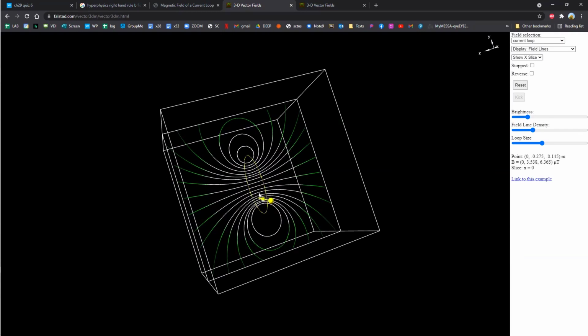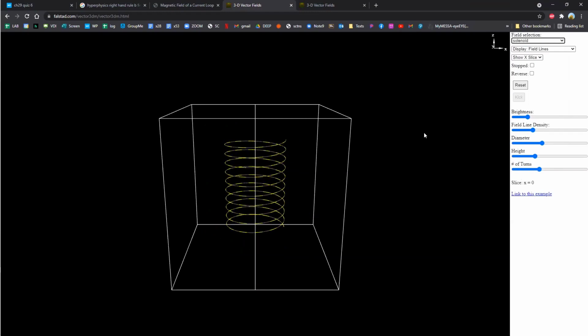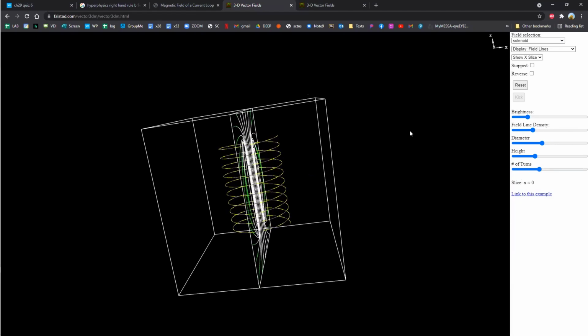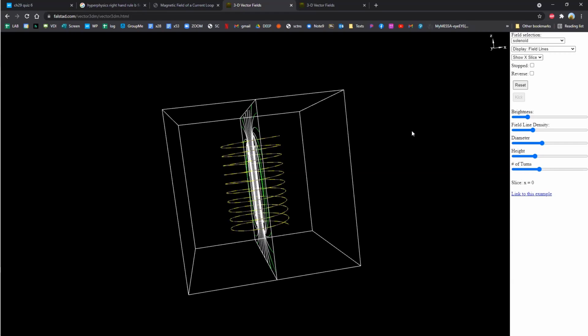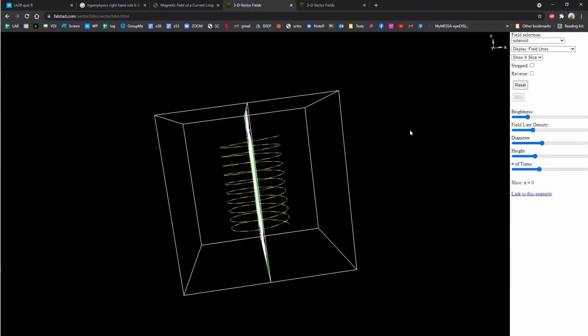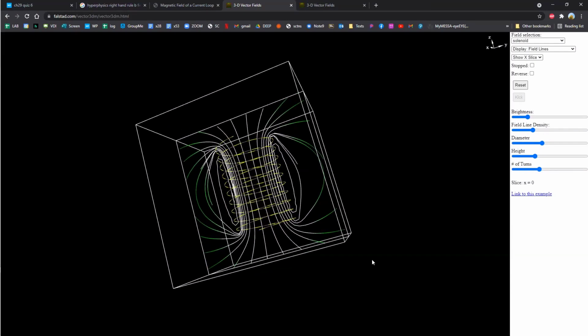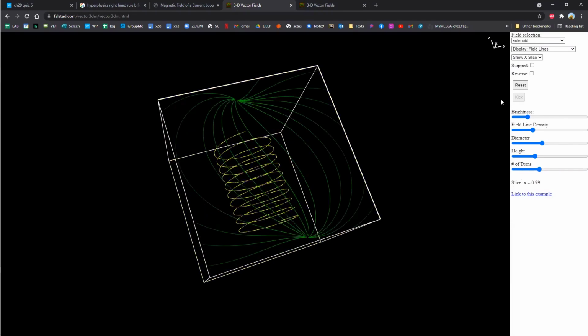What if we have a bunch of loops? What if I just stack these loops on top of each other? So I'm going from current loop to solenoid. There. So this is a current carrying wire, but now it looks like a spring. It's helical shaped or spring shaped. It's what you get when you stack a whole bunch of loops one on top of the other. And this is why we like it, because once again, look at the magnetic field inside of this solenoid. I didn't mean to do that, so let me reset.